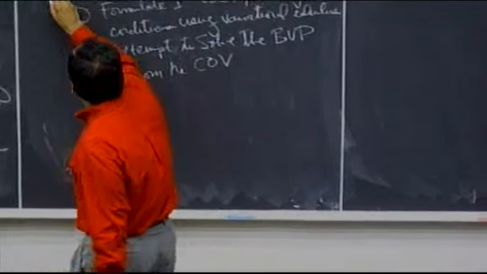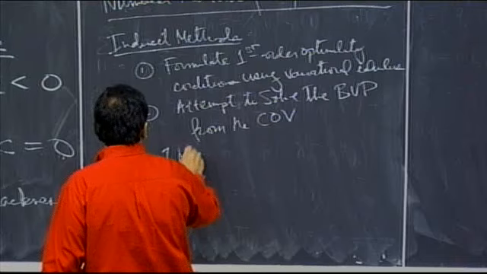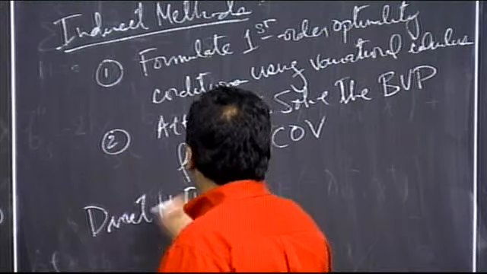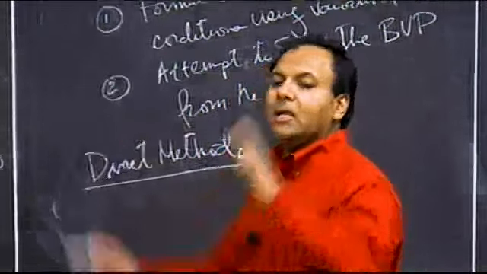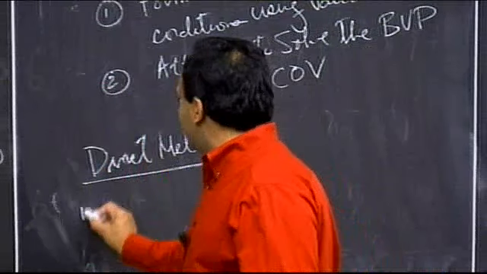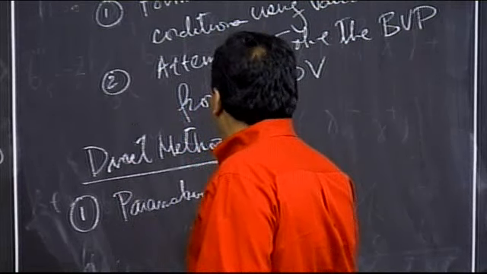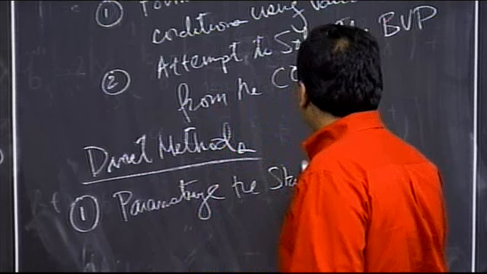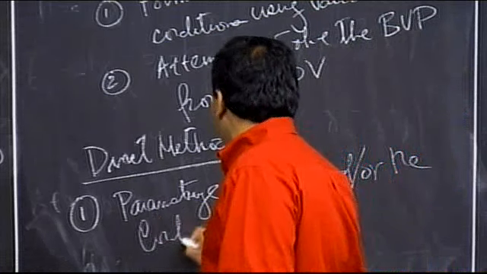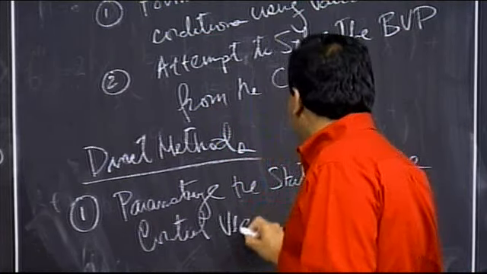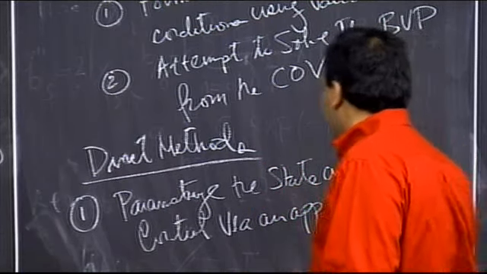So the second class of methods, which is the one that has become sort of the way in which people who actually use optimal control in practice do things, are what are called direct methods. Now, direct method is a completely different way of doing this. So the first thing you do is you parameterize the state and or the control via an appropriate function approximation.